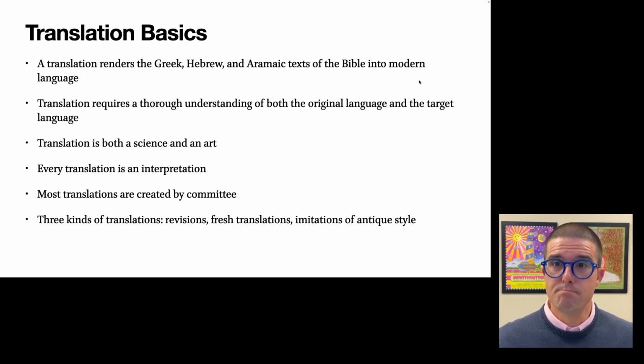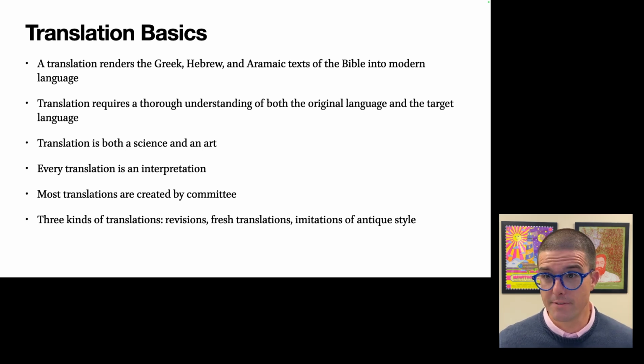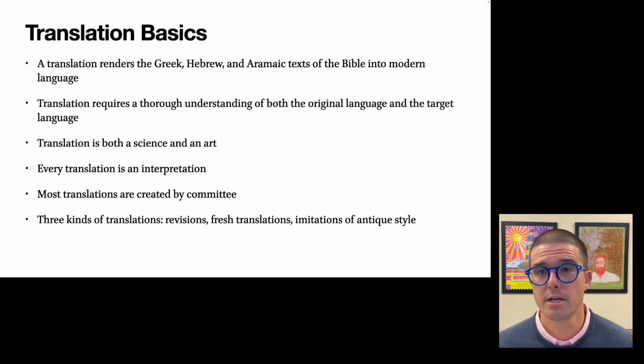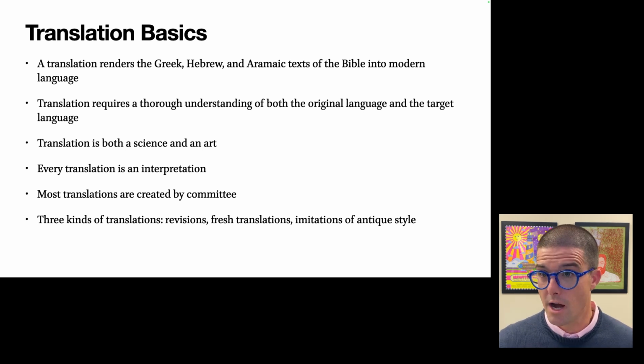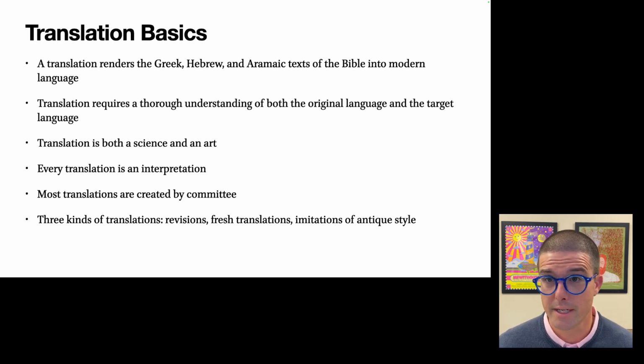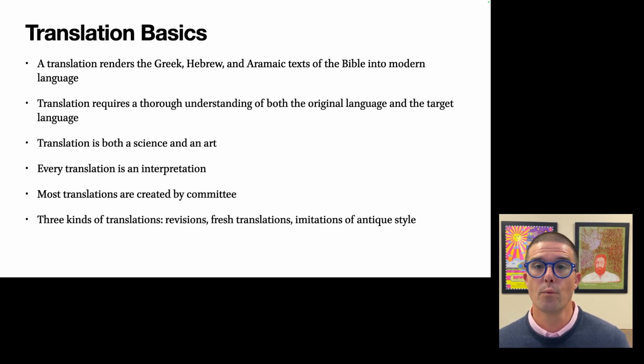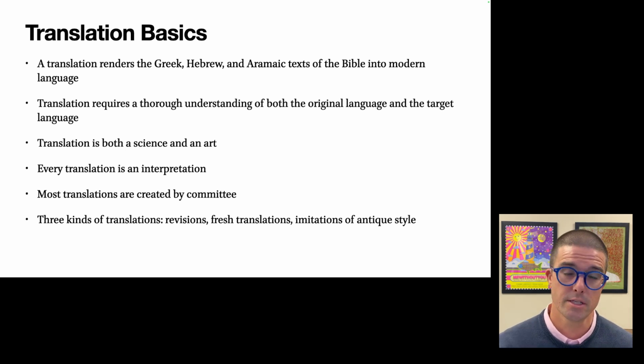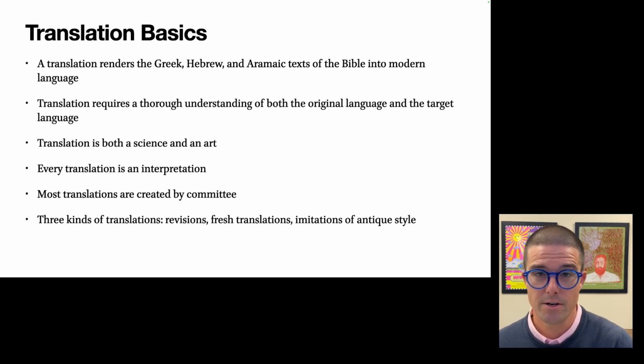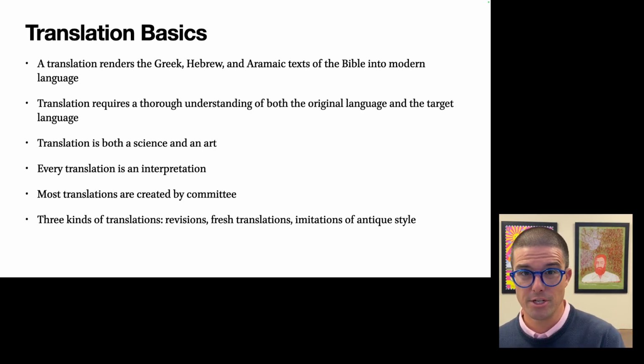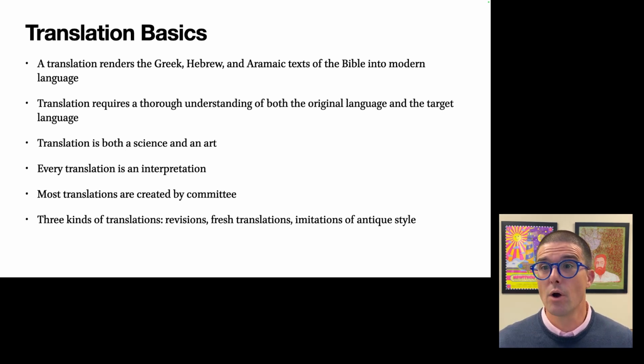So there are three basic kinds of translations, and the first one of these is the kind that is most often done by committee. So most English translations today are committee products, but this first type in particular is most often a committee product, if not always. And these are revisions of previous English translations. So you think of something like the New Revised Standard Version or the New Revised Standard Version Updated Edition. That "new" and the "updated edition" bit is because they are revisions of an older English translation that had come before it from a different committee.